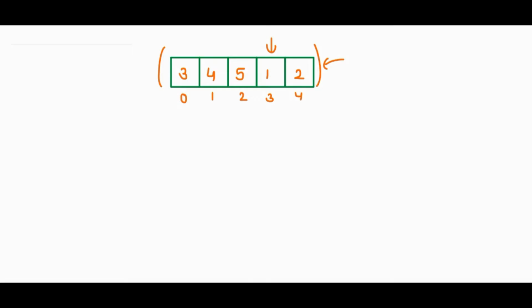Yes, we can. On the left side of the minimum element, the elements are decreasing, right? And on the right side, they are increasing. We have 1 then 2, and on the left side we have 5, 4, 3. See this in reference to 1. So on the left side they are decreasing, on the right side they are increasing. Or we can see it this way as well.